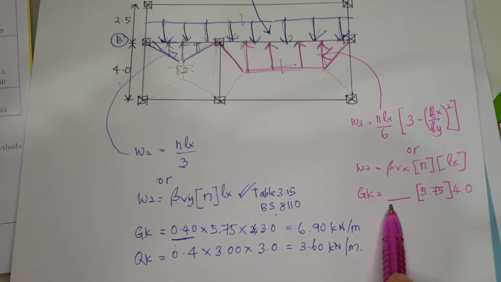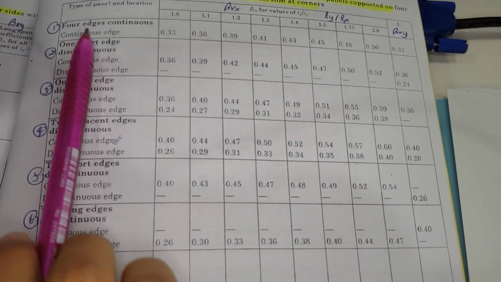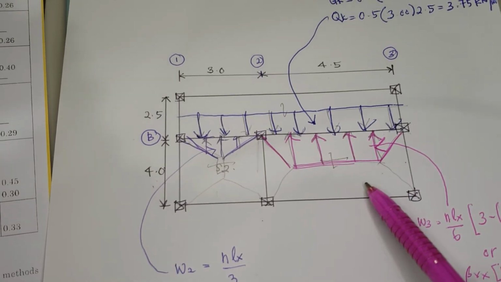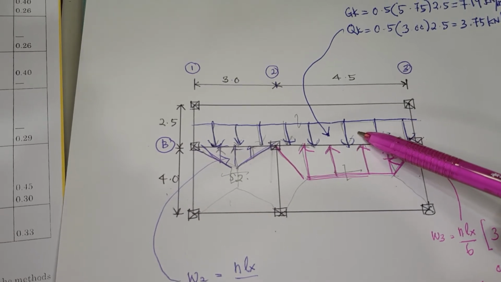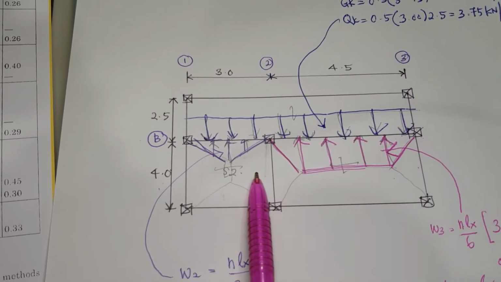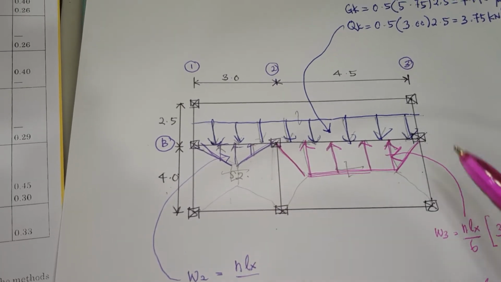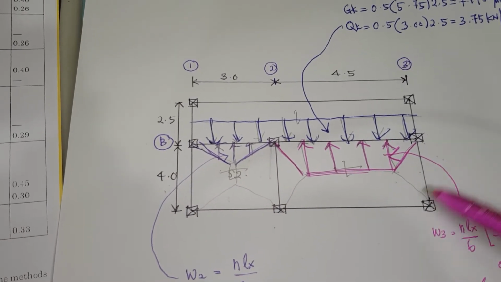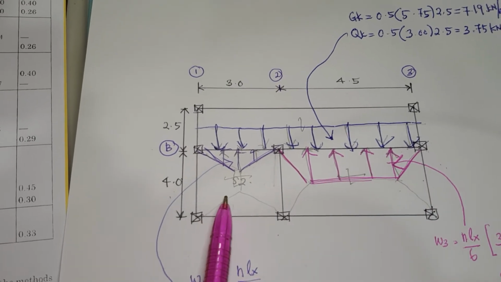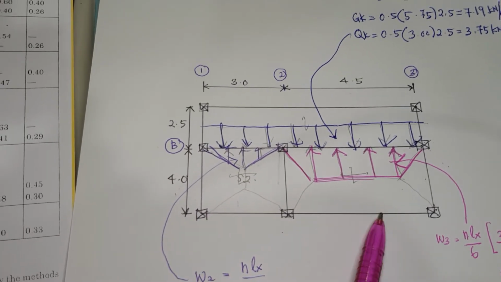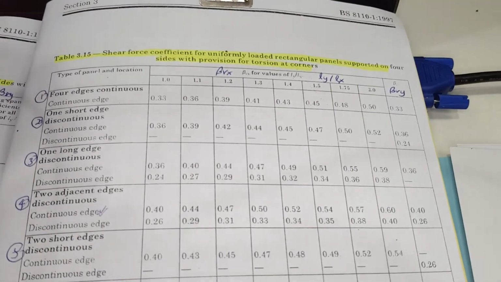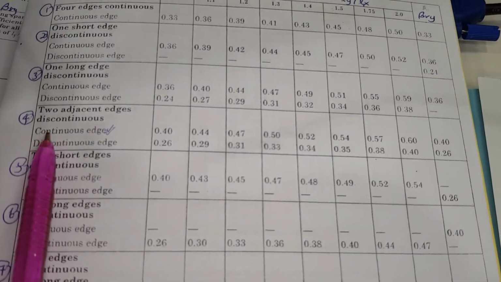So GK here refer to table 3.5. We have 9 cases, so refer back to the floor plan. So this is slab number 3. The long edge is continuous. The short edge here is discontinuous. Meanwhile, for this, both edges are discontinuous. So the same case with slab number 2. So we look back at table 3.15, case number 4.